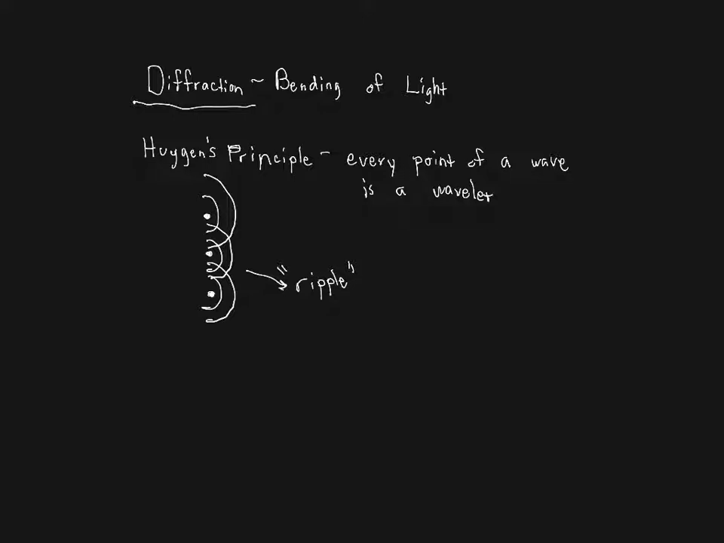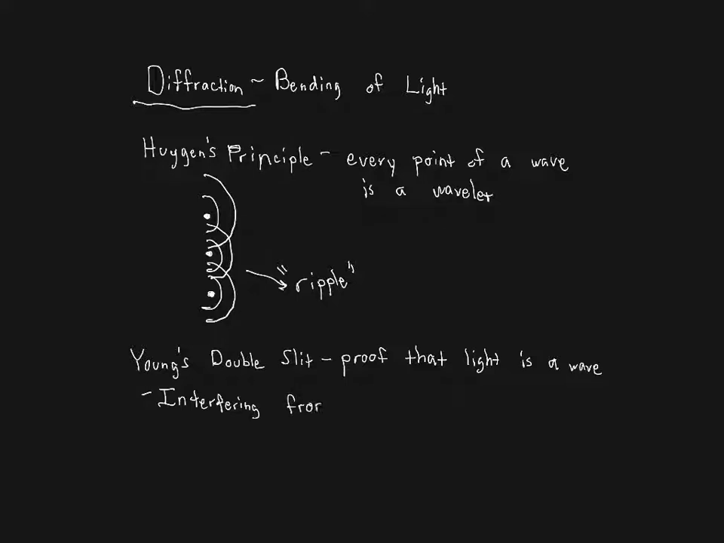And the definitive experiment that shows this is called the Huygens double slit. And Huygens double slit is proof that light can act as a wave. And it depends on light interfering from wavelets from two slits.